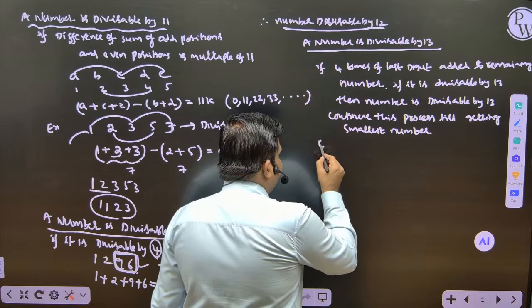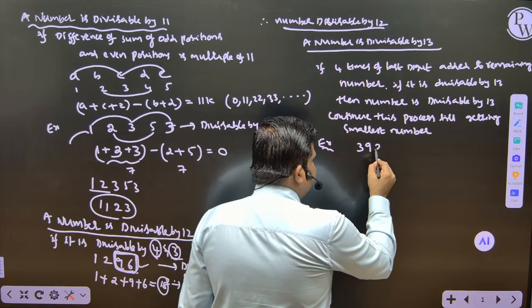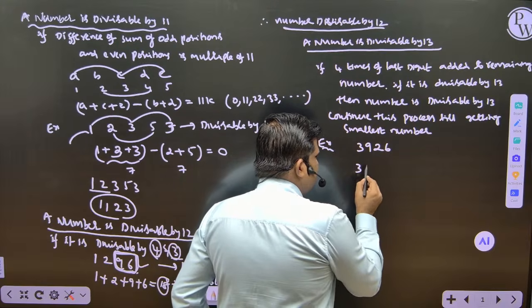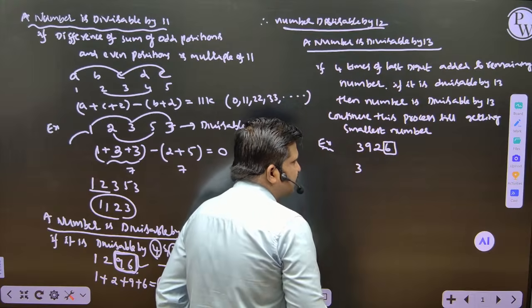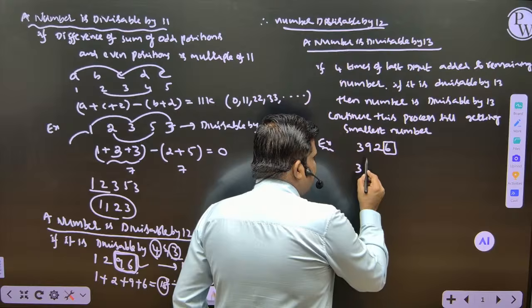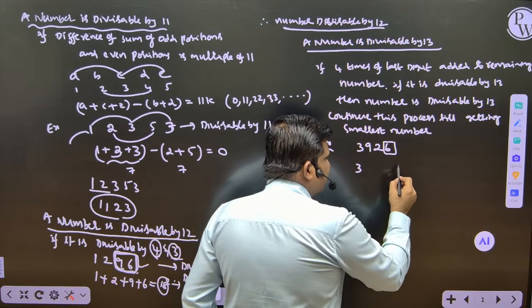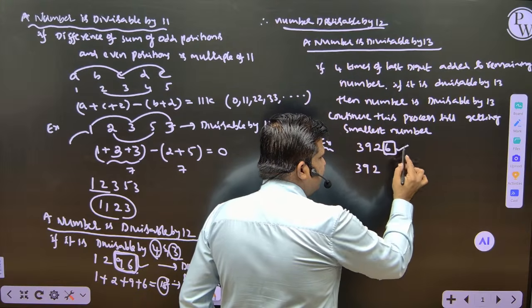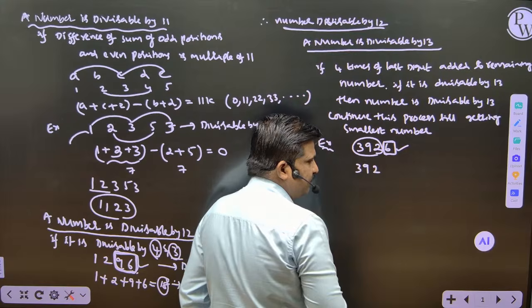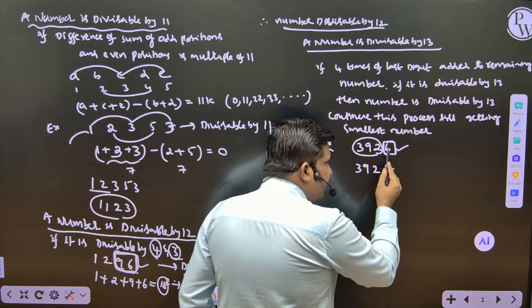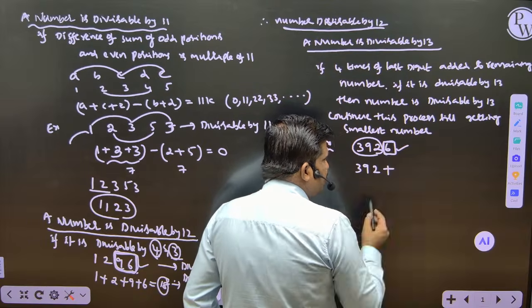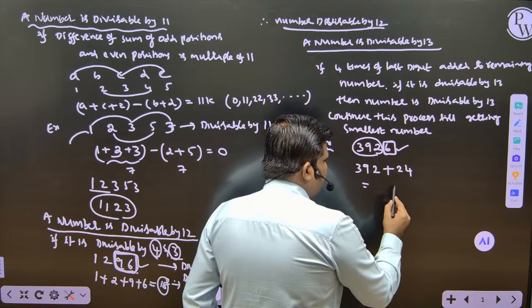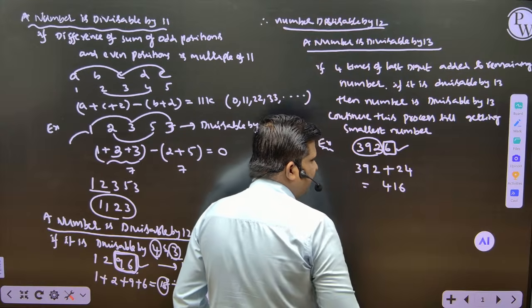If you see an example here, 3926 is a huge number. So what we have to do is consider the last digit, which is 6. Take 4 times 6. The remaining number after deleting this 6 is 392. To this add 4 times the last digit, which is 24. Now add: 392 plus 24 is 416.